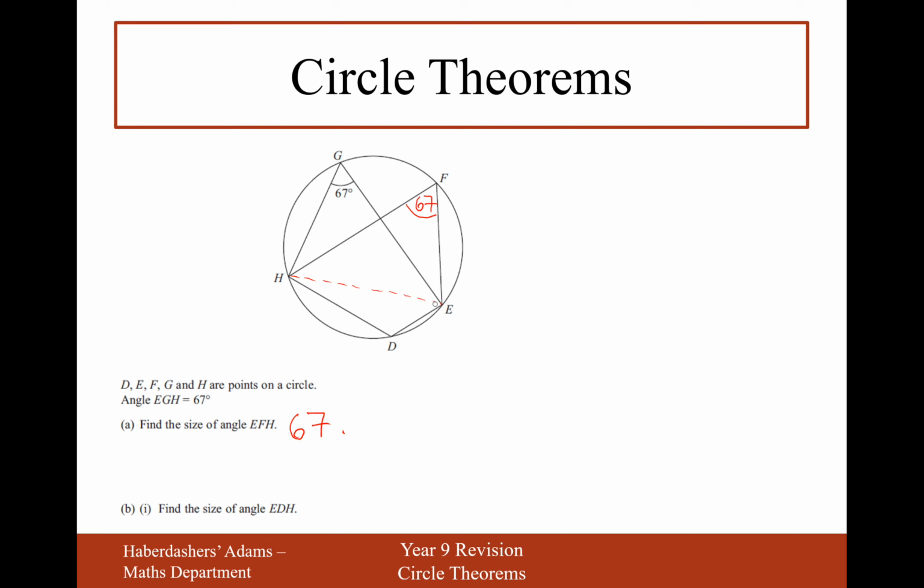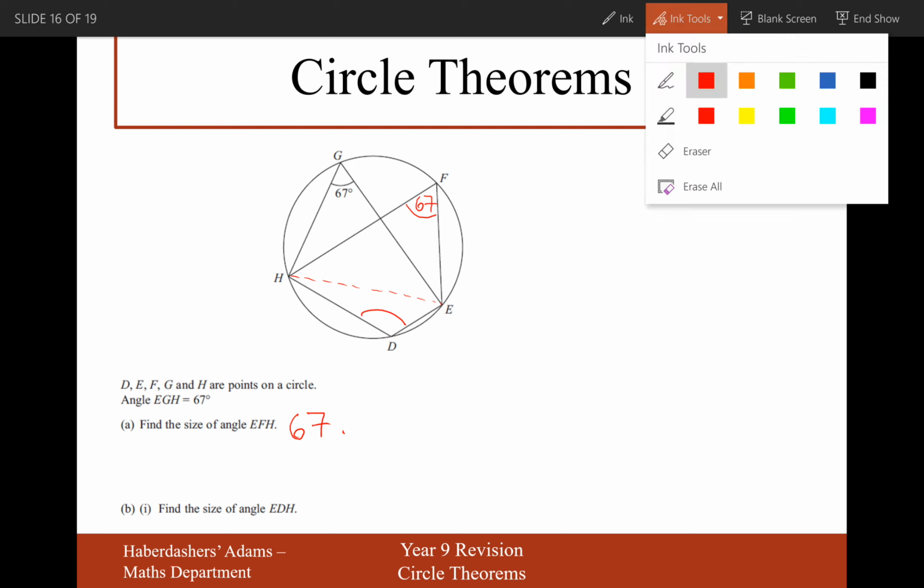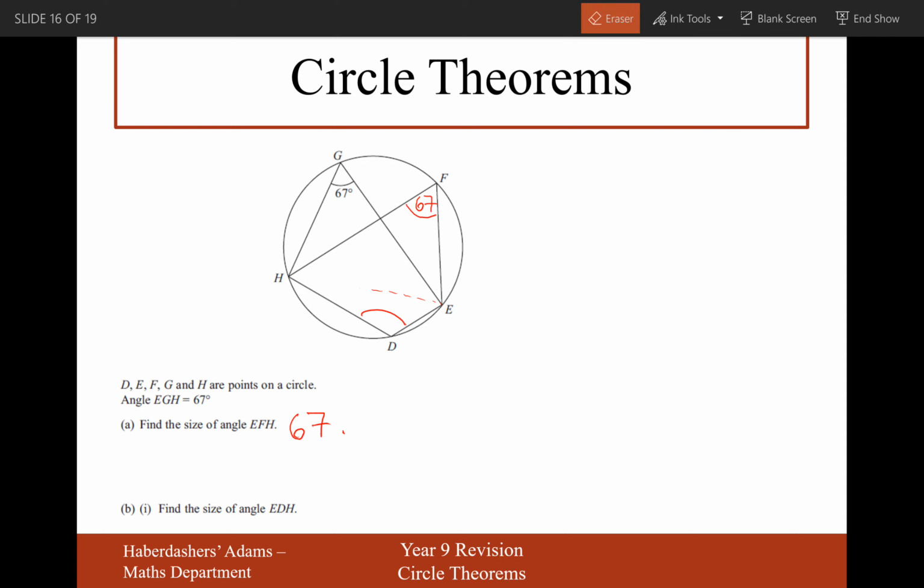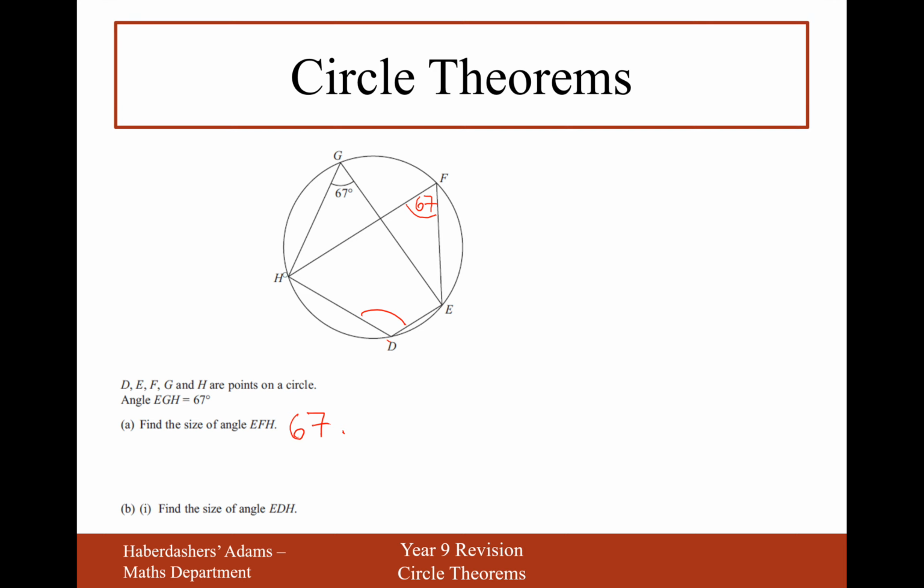And then angle EDH, so that's this one down here, you can ignore this dotted line now, so let me just erase it. And now if you look on the outside of the circle, you've got GHDE, and that will be a circle theorem that involves opposite angles inside a cyclic quadrilateral. These two angles will add together to make 180, so your answer is going to be 180 minus 67, and that would be 113 degrees. So 113 is your answer to the second part.